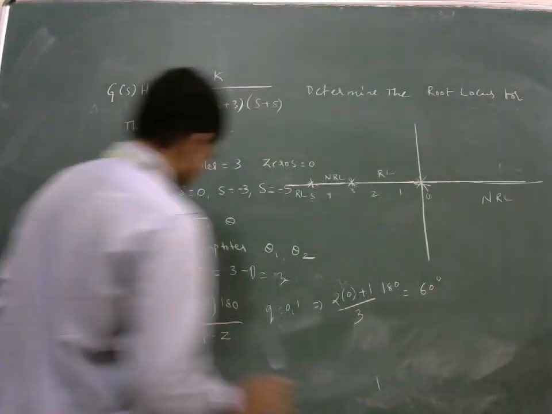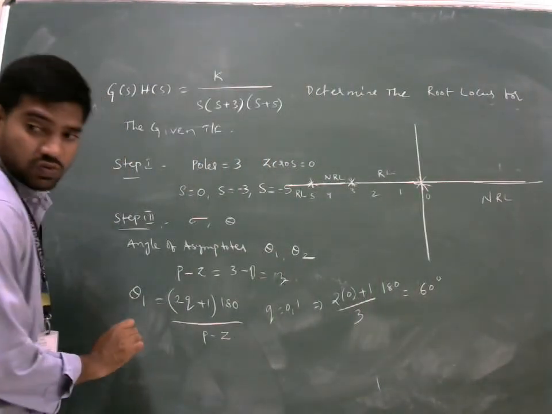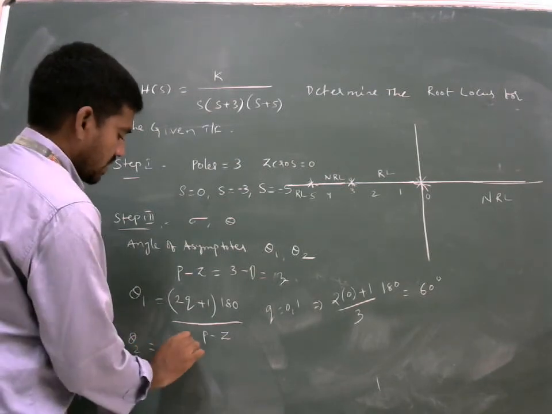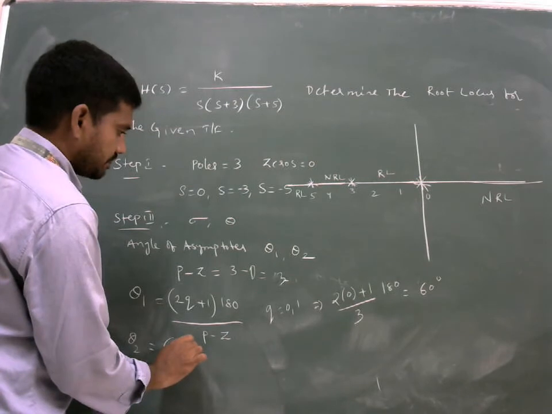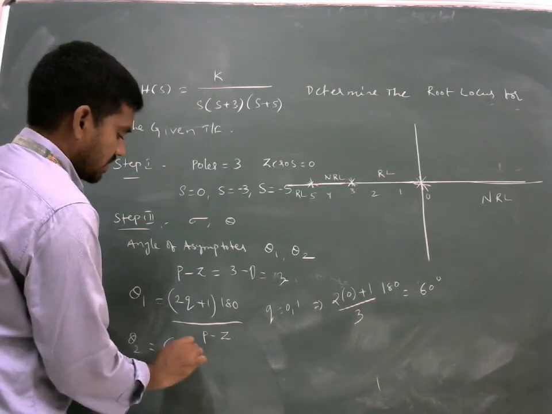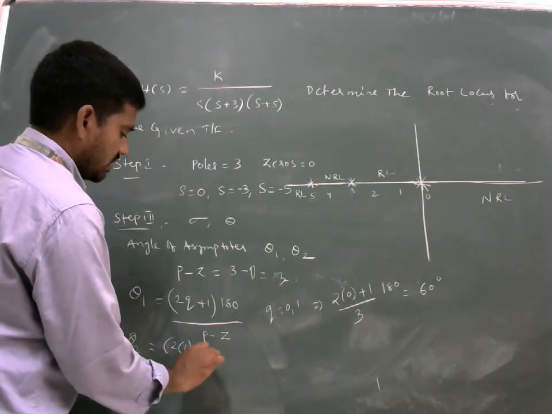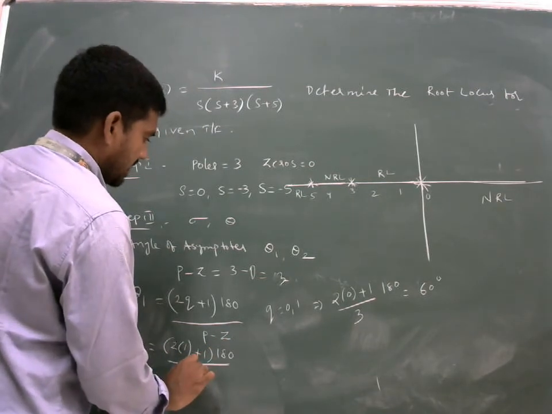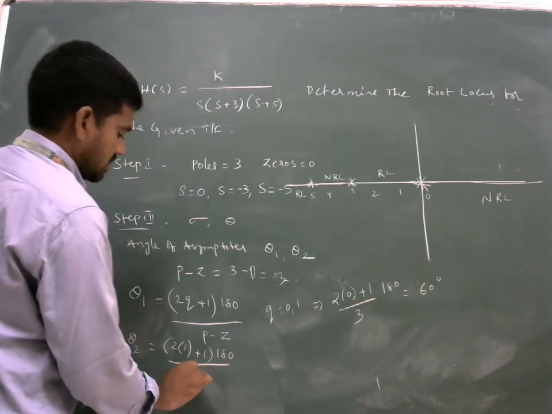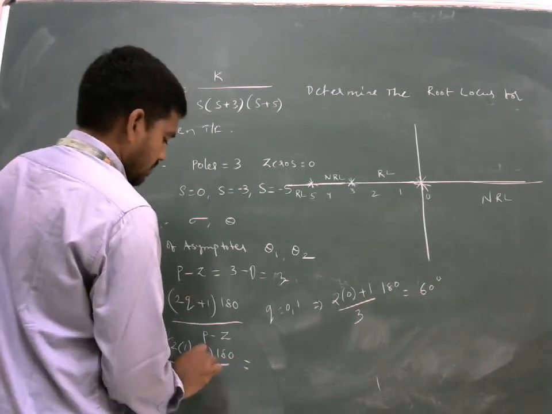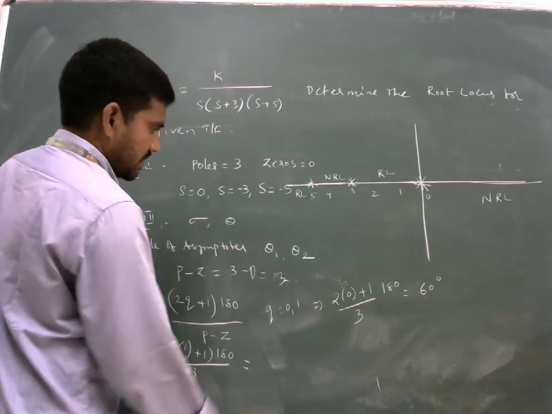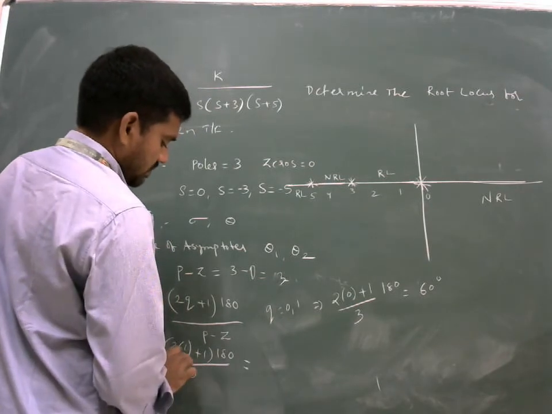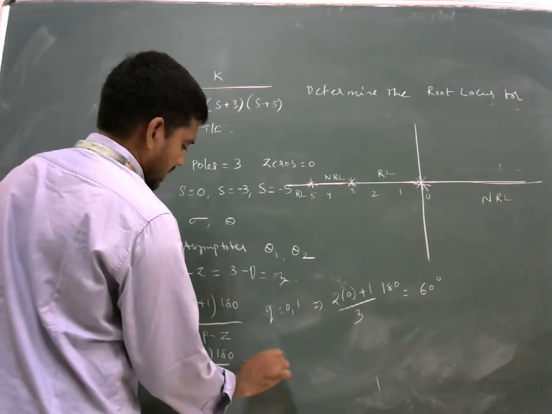Now, what is the second asymptote? Theta 2 is equal to (2q plus 1) into 180 divided by (P minus Z). What is the q value? q is 1 substituted. P minus Z is 3. That means 2 into 1 plus 1, divided by 3, into 180. We are going to get 180.